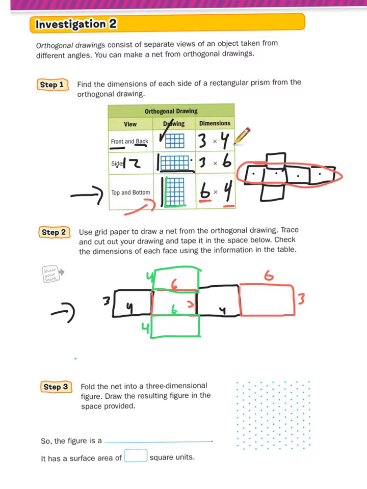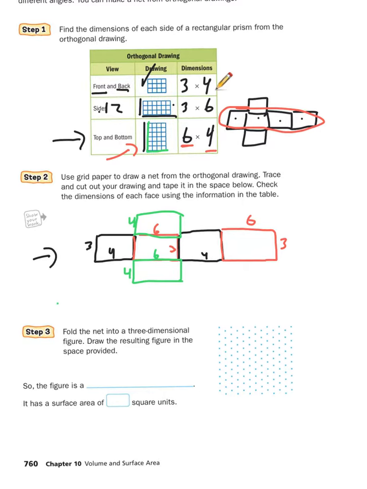Okay, so that gets us our orthogonal drawing. Now, step 3 we're not going to do. We can't fold that, because we're not going to cut it out. But if you did cut this net out and folded it up, you can fold it into a rectangular prism, which we'll write down here. The figure is a rectangular prism, and it says it has a surface area of blank square units.